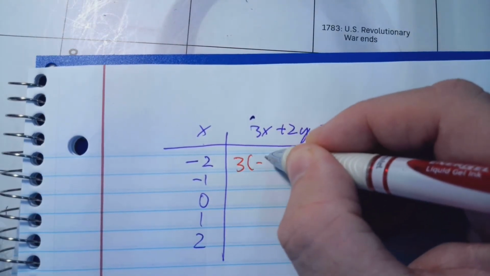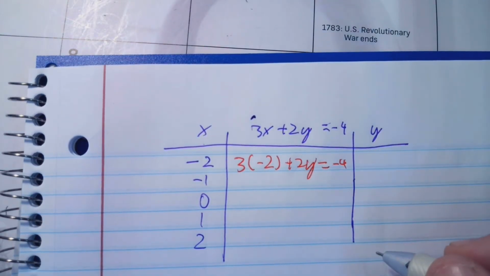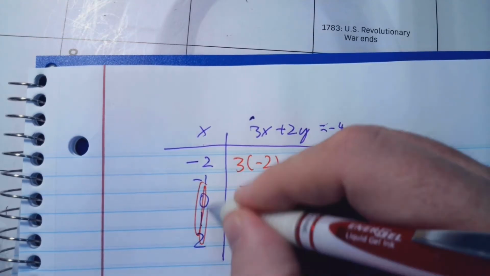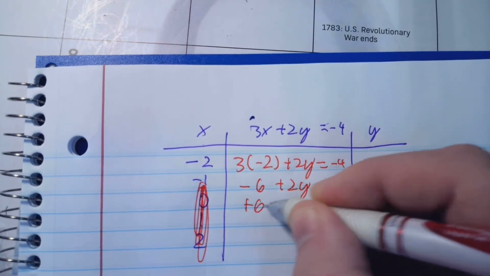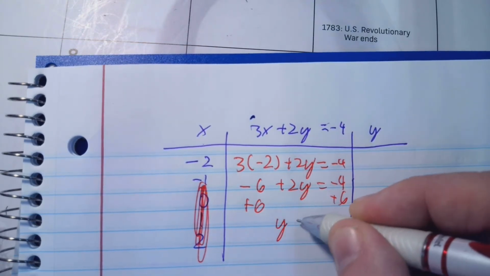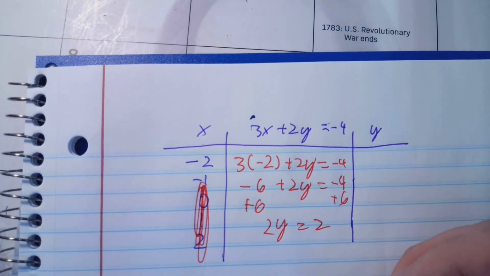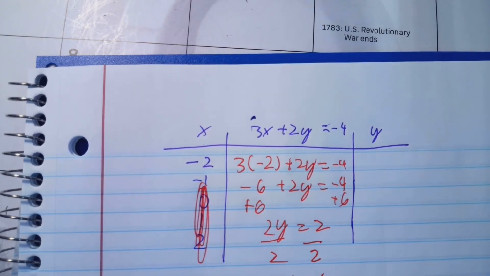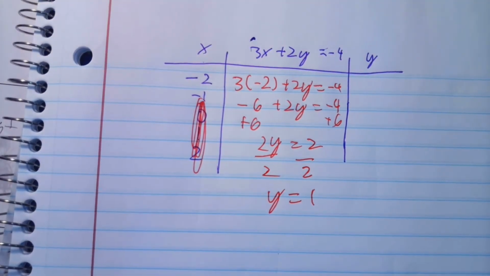3 times negative 2 plus 2y equals negative 4. Negative 6 plus 2y, well, I guess I need more room, equals negative 4. 2y equals 2. Divide by 2, y equals 1. Okay, do I have to do that much work for all 5 of the points? I would have to, wouldn't I?